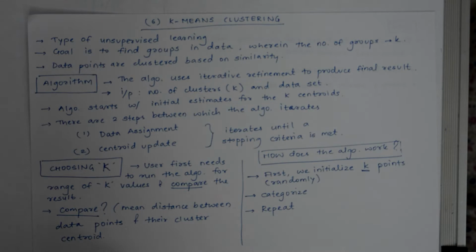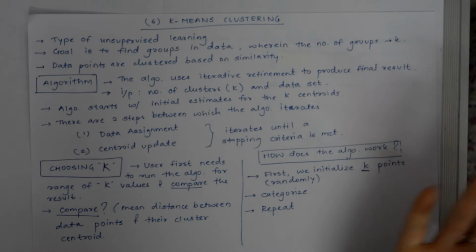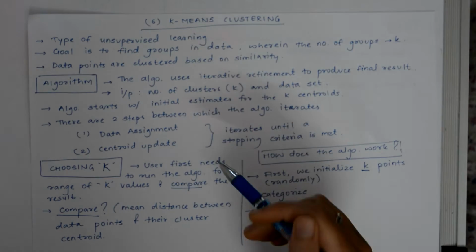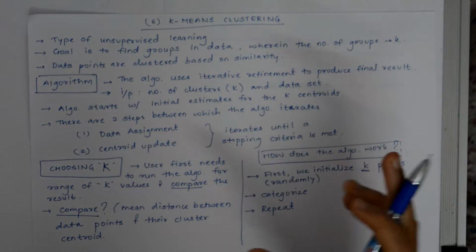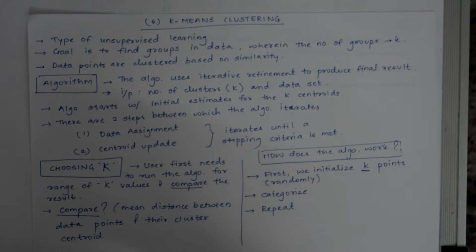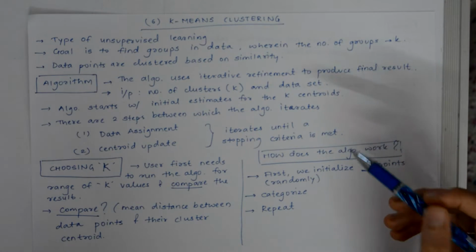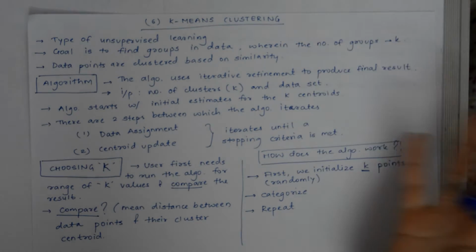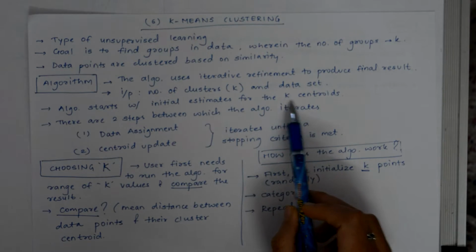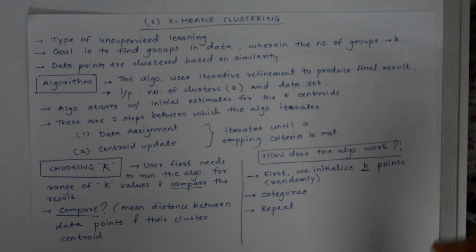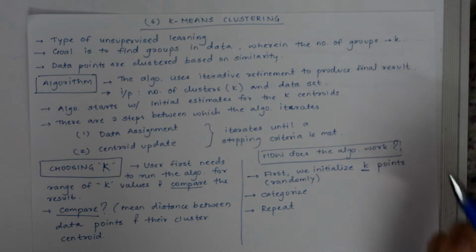The algorithm inputs are the number of clusters and the data set, wherein the data set is a collection of features for each data point. The algorithm starts with initial estimates for k centroids. So for each cluster, centroids are estimated, which can either be randomly generated or randomly selected from the data set.